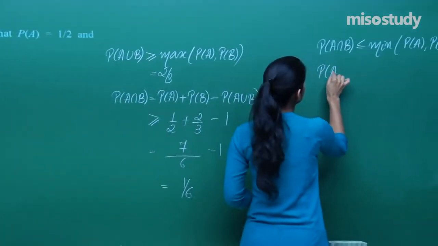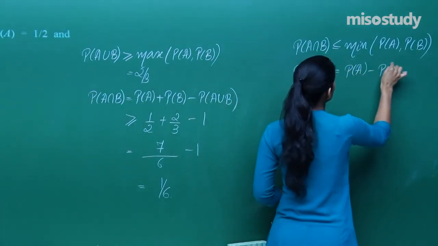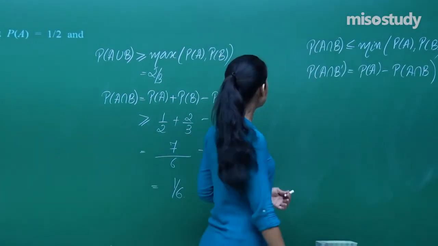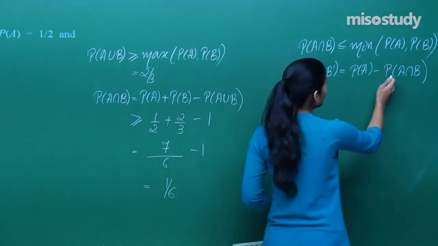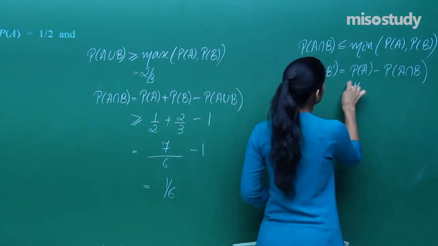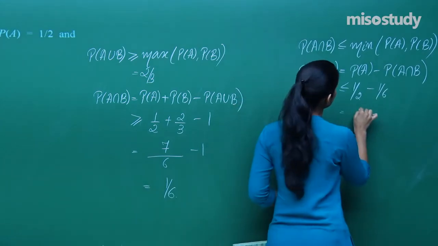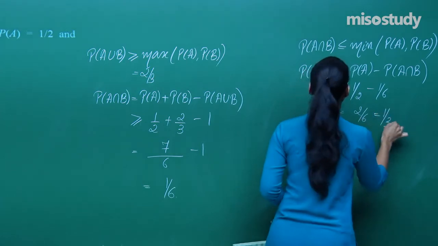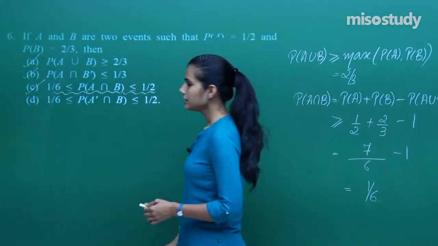Then probability of A intersection B dash is less than equal to. So probability of A intersection B dash is probability of A minus probability of A intersection B. Now probability of A intersection B is greater than equal to 1 by 6. So the negative of it is less than equal to minus 1 by 6. Right? So you basically get, this is 3 minus 1, that is 2 by 6, which is 1 by 3. So you are getting probability of A intersection B dash is less than equal to 1 by 3.